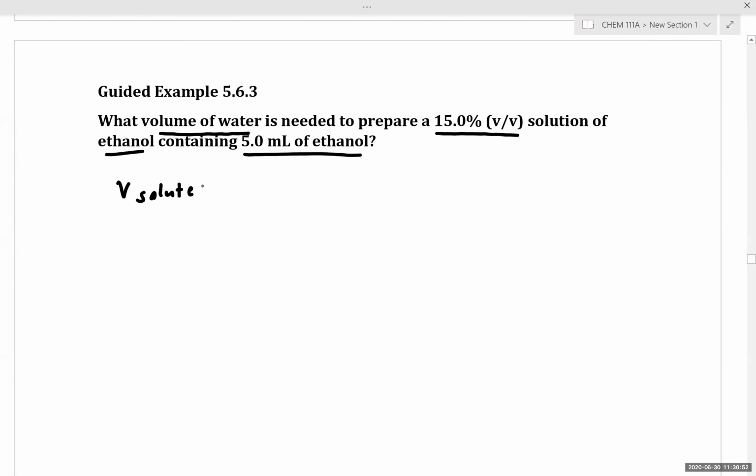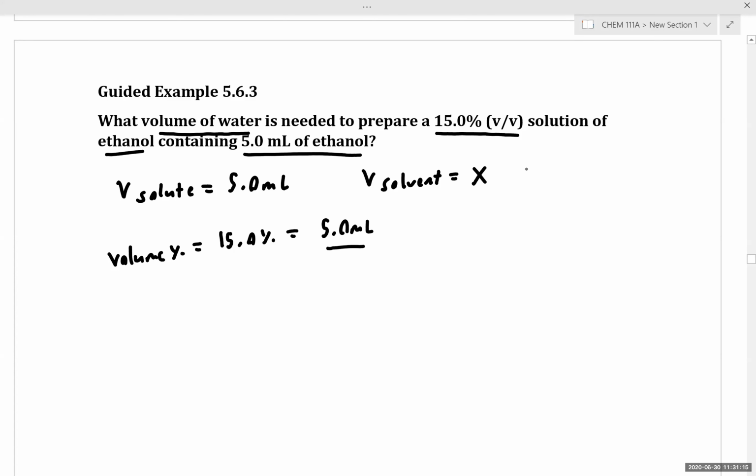So we know that the volume of our solute is 5.0 milliliters. The volume of our solvent is not known, so we'll write it as X. Okay, so we know that our volume percent, which is 15.0%, is equal to the volume of our solute over the volume of our solution, which we can get by adding our solute and solvent.